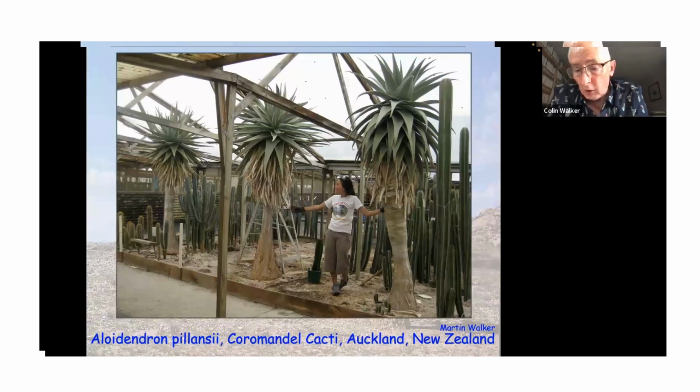Switching to New Zealand, which is a wonderful country I visited twice. We're in the nursery of my friend Martin Walker, no relation. Martin runs Coromandel Cacti in Auckland. They had Aloidendron pillansii bedded out. As you can see, they have 3 specimens. The lady there communing with the plants is Mirabelle Walker, Martin's wife, just there to show you the size of their specimens.